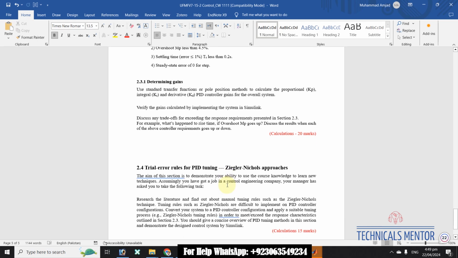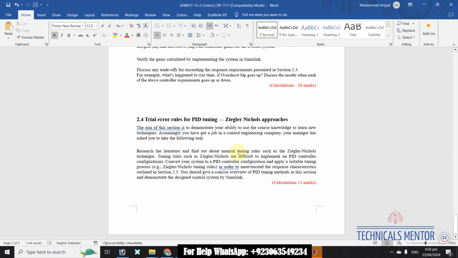Then we will determine the gains, using the standard transfer function or pole position method to calculate the proportional Kp, integral Ki, and derivative Kd PID controller gains for the overall system. Then we will verify the calculated gains by implementing the system assembly. Then we will discuss any trade-off for exceeding the response requirements presented in the section. For example, what happens to rise time if overshoot Mp goes up? We'll discuss the results when each of the above controller requirements goes up or goes down.